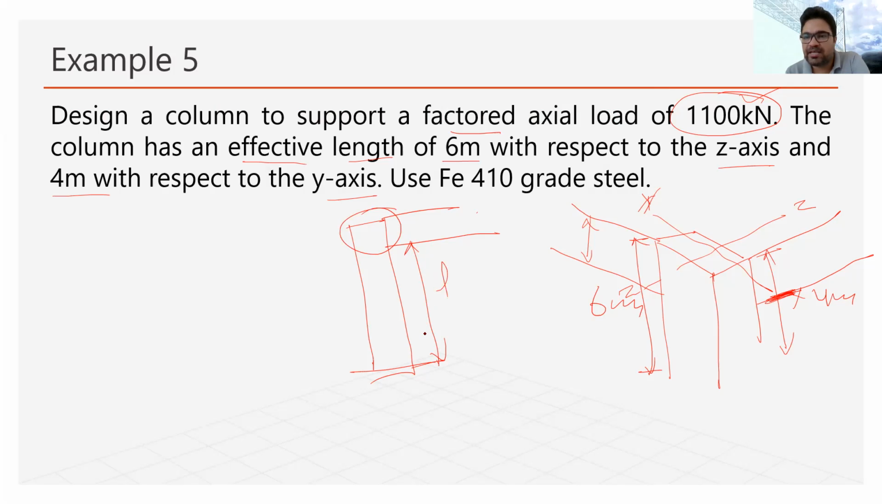So this is the clear length, which is L. So effective length along this axis may be different than along the other axis. So if the column is connected to beams having different depths along this axis and along that axis, in that case such differences occur. Okay.